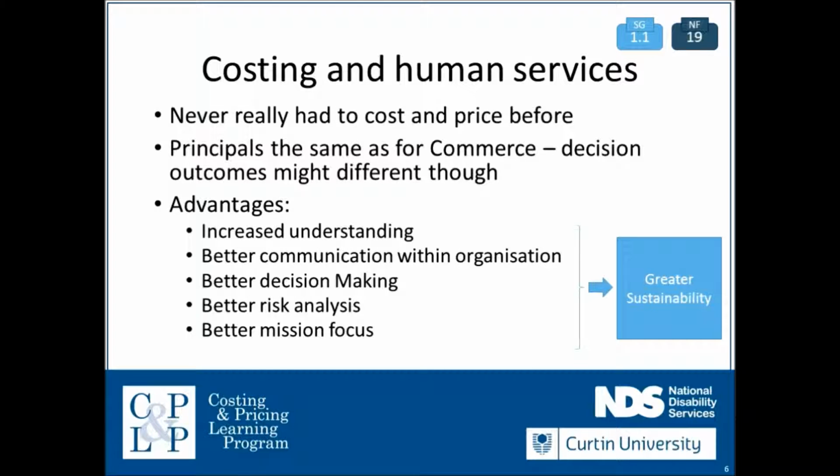Therefore, this particular program looks at that financial sustainability in broader terms, and in today's webinar we're looking at costing and pricing of human services in the context of increasing understanding, building better communications within your organisation, better decision making, better risk analysis, and also better mission focus. All things that we believe will extend your sustainability into the medium and longer term.